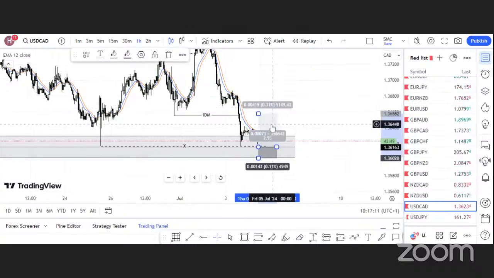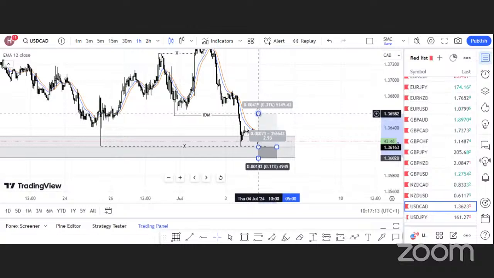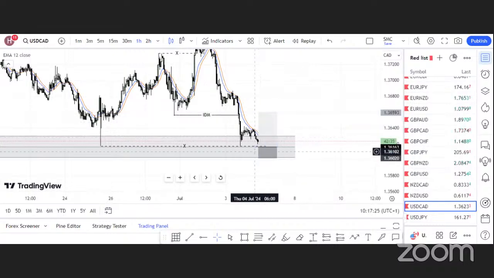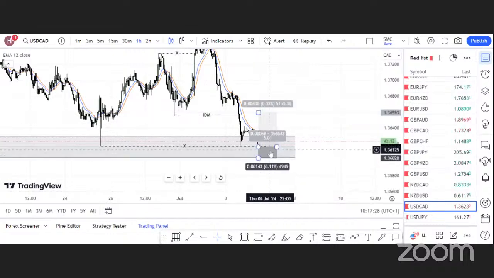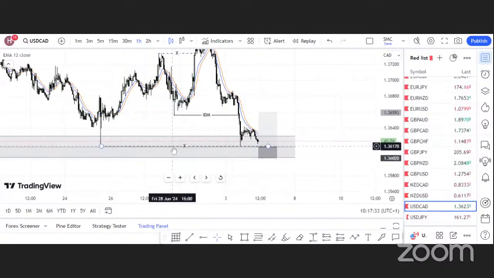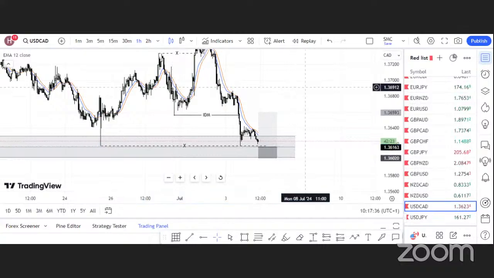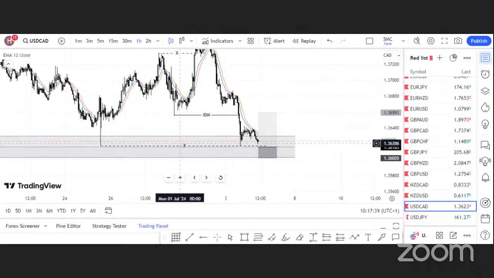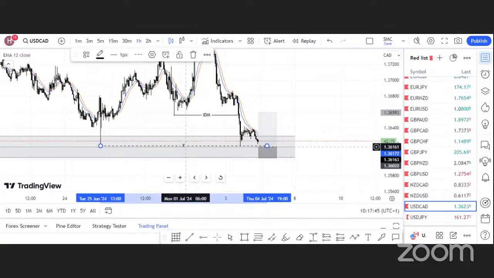All right, so this is my analysis on USDCAD. And I strongly believe that we have the opportunity to buy once the market touches this level. I expect the market to go below the level, create the inducement I spoke about earlier, and after the inducement, I expect the market to go up.